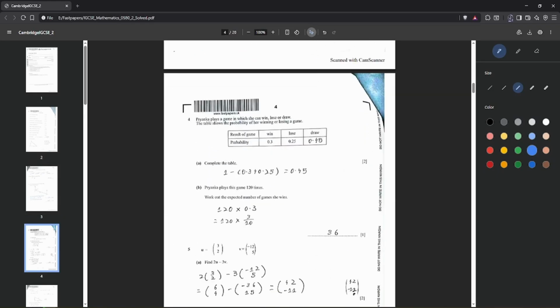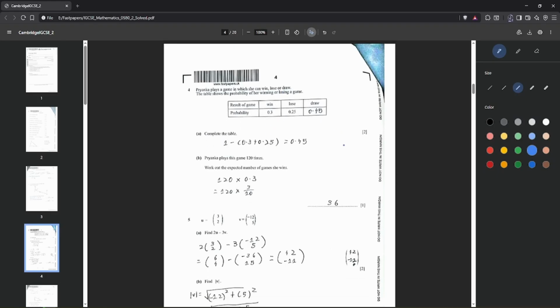Priyanka plays a game in which she can win, lose, or draw. The table shows the probability of her winning or losing the game. So from the table, you need to at first complete the table, right? We know if you add all the probabilities, you will get 1, right? So let's subtract this and this from 1 and we will get 0.45.